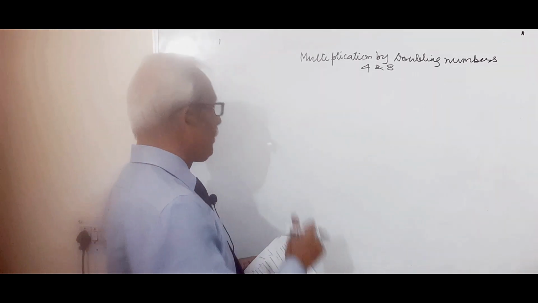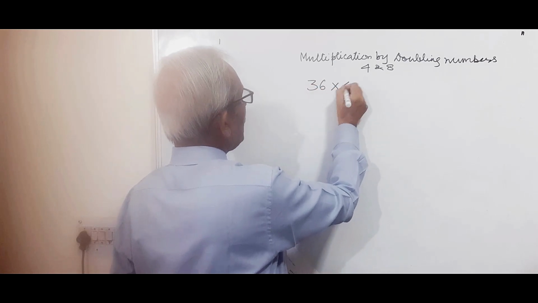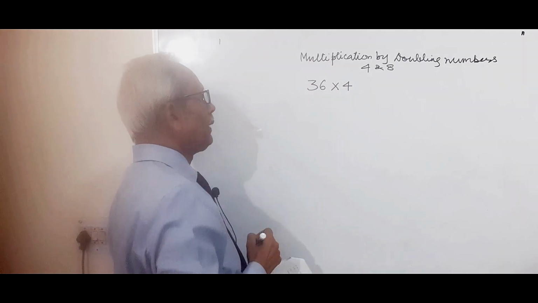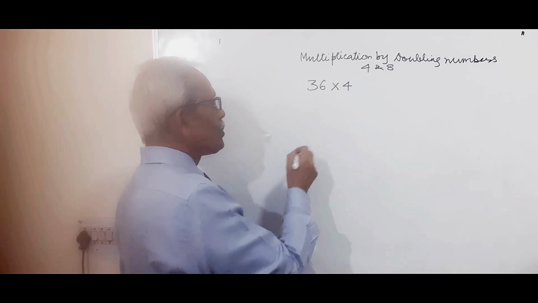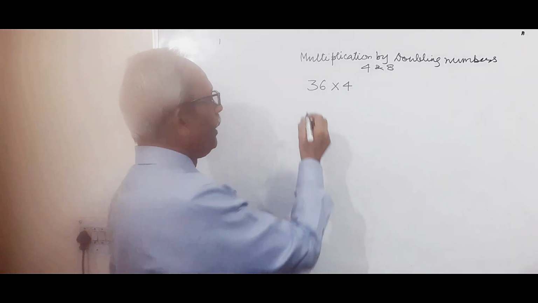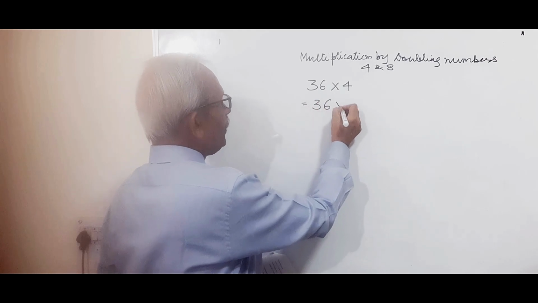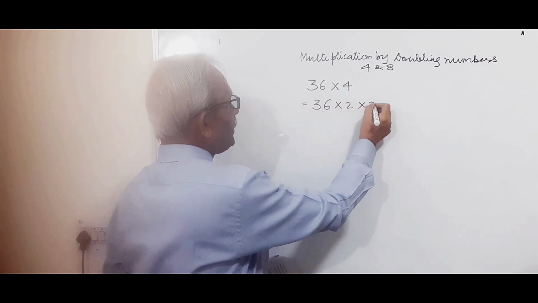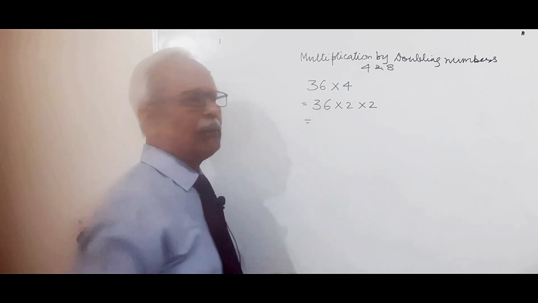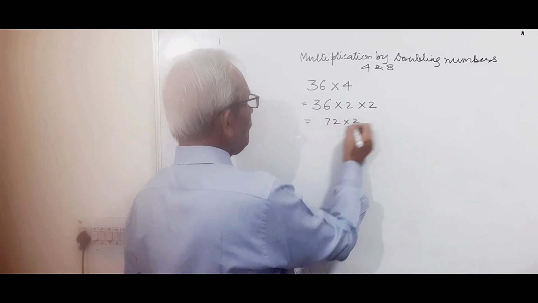Now for example, if I take 36 into 4, so instead of multiplying it with 5, which may be a little more cumbersome, we can always do it like this. Instead of writing 4, we can write 2 and 2. Because 36 into 2 is, everyone remembers it, 72. And 72 into 2 is 144.